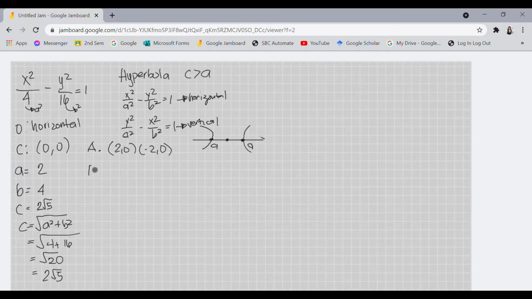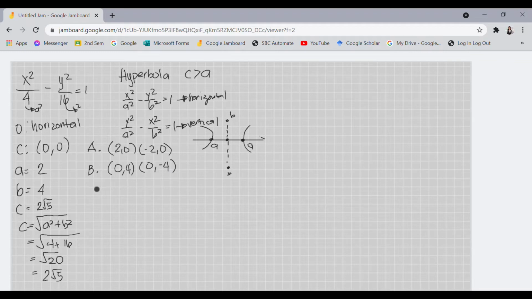Okay, kasi we are from the center 0, 0, moving 2 units to the right and 2 units to the left. And for your covertices, since ang covertices naman natin is for the conjugate axis, which is vertical, so yun naman po ay pataas at pababa. So, let's say ito yung B. Okay? So, from 0, 0, akyat tayo ng 4 units up. That gives us 0, 4. And then 4 units down from 0, 0, that gives us 0, negative 4.